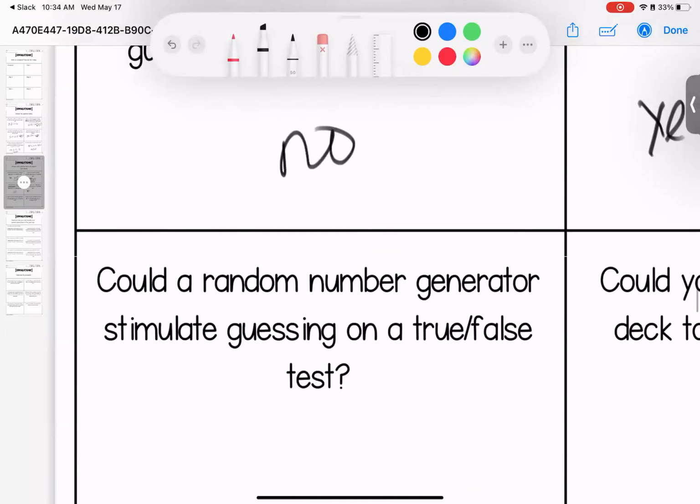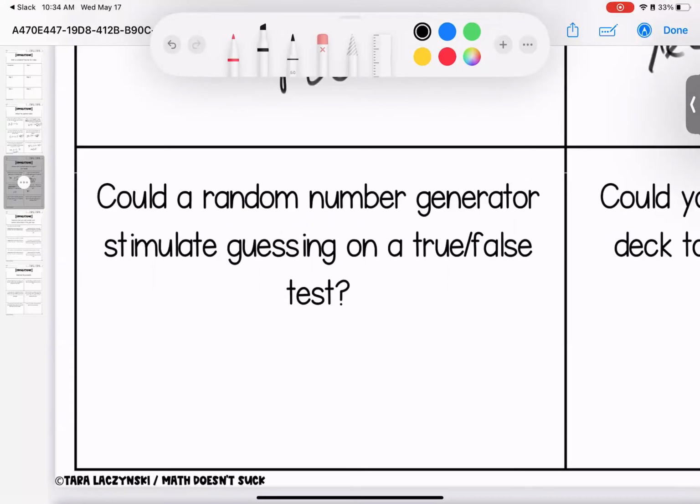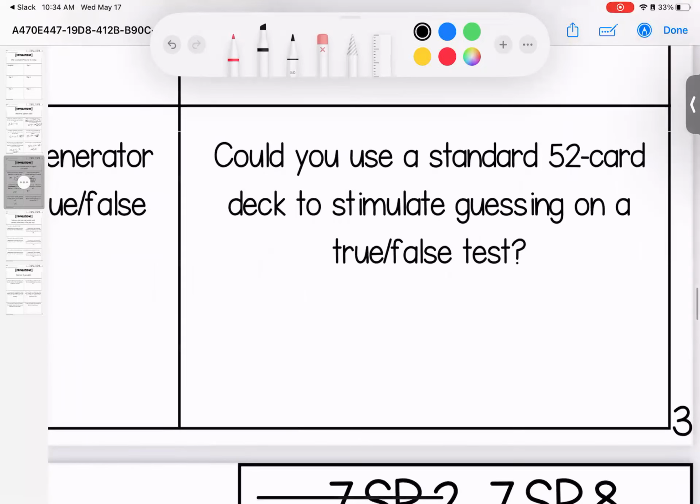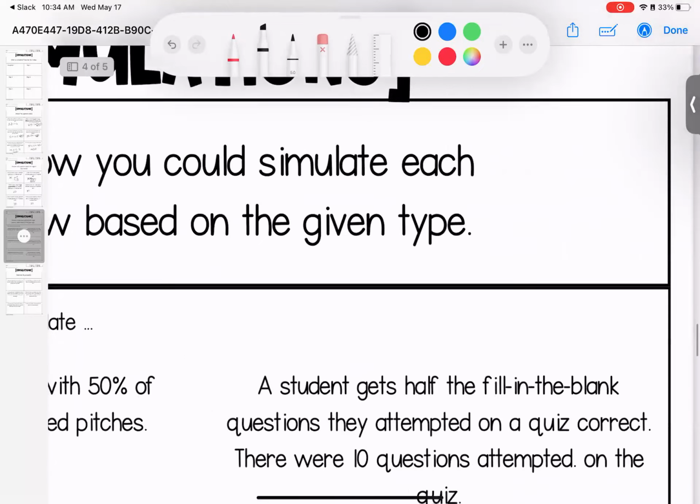That's a no. Could a random number generator simulate guessing on a true or false test? Yes. Again, I could do true is even, false is odd. So that would work. And could you use a standard 52 card deck to simulate guessing on a true or false? Yes, I could do red is true and black is false. So that would also work. If you have questions on these, go ahead and bring them to class.